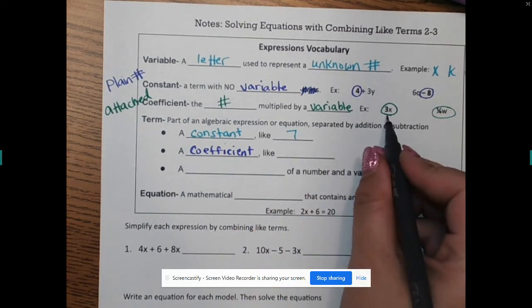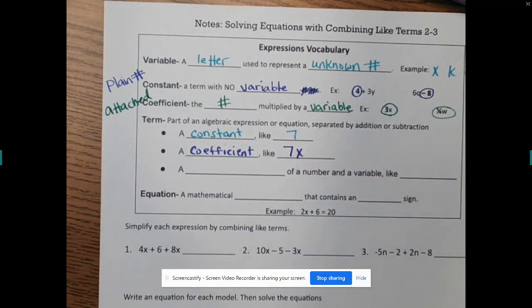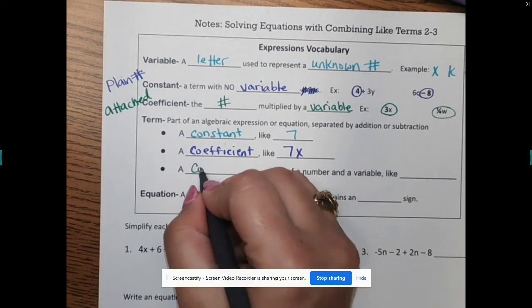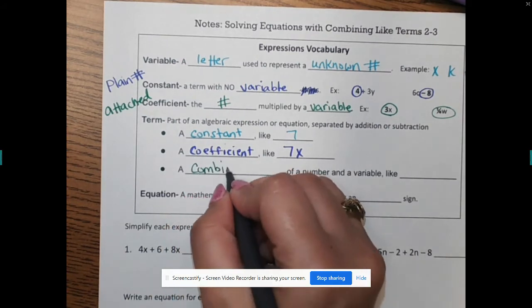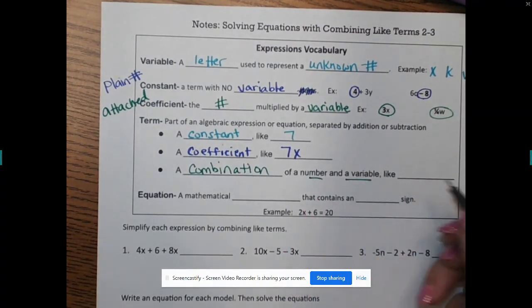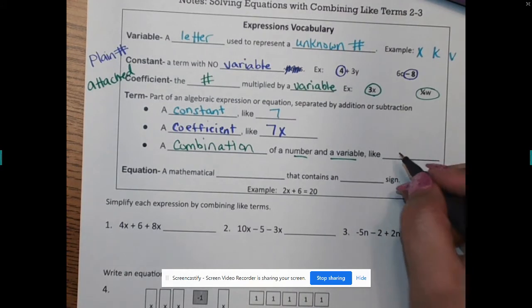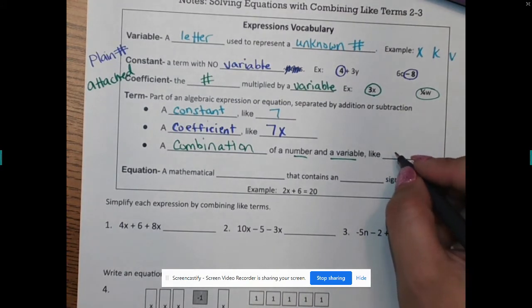Okay, but what has to be attached? 7x. Okay, does that work? Yes. Okay, sometimes it's plain numbers, sometimes it's coefficients, sometimes it's combinations of a number and a variable. Can someone give me an example? Bella?